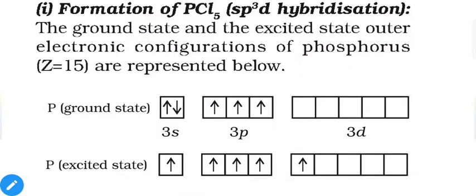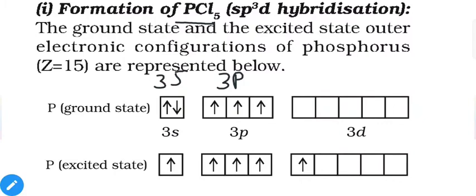Now let us talk about one hybridization, sp3d type. The molecule as mentioned here is PCl5. The ground state electronic configuration for P, or phosphorus, is as mentioned here. It has a 3s orbital with 2 electrons and a 3p orbital with 3 electrons. This element belongs to the nitrogen family, so it will have the same electronic configuration.